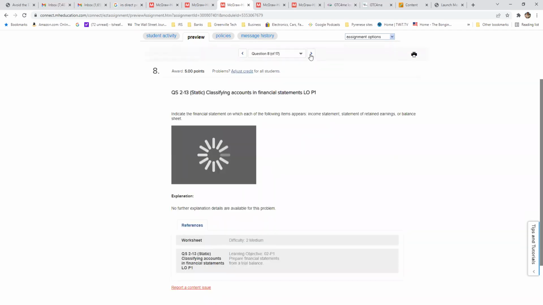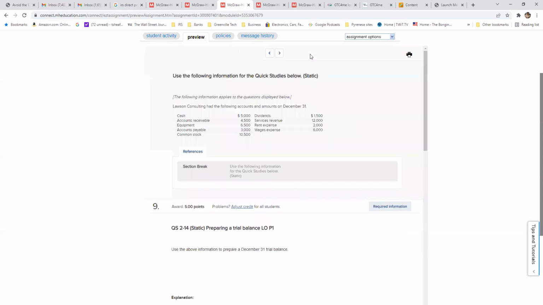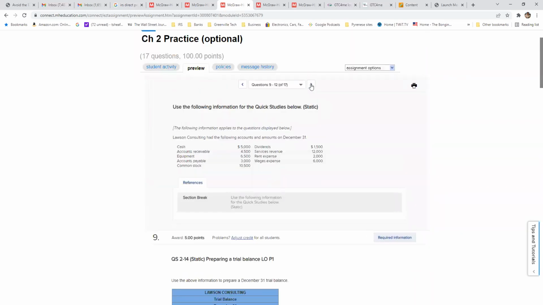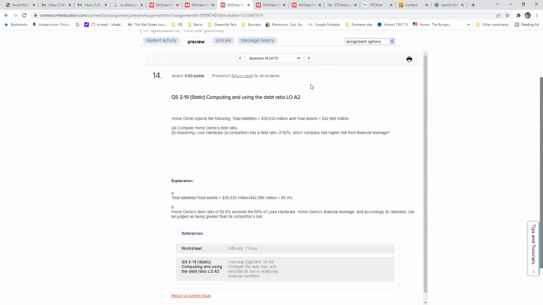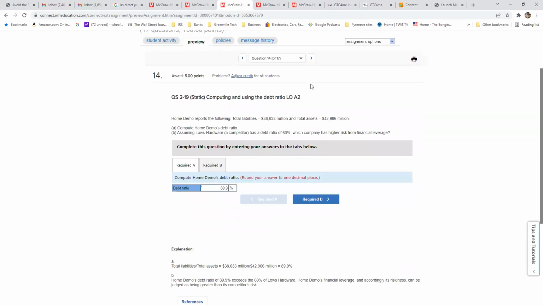And these are going to be taken right out of your homework or right out of your quiz questions. So you've seen these before. That's why I push the students to get 100 on your homework, because if you keep pushing till you get 100, you've mastered the material. Okay. Here we go. Computing using the debt ratio.